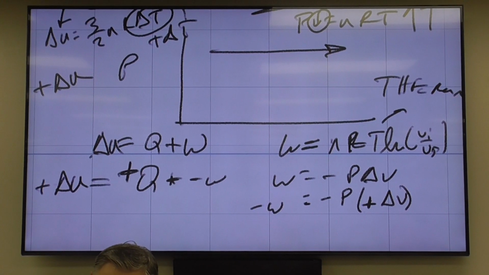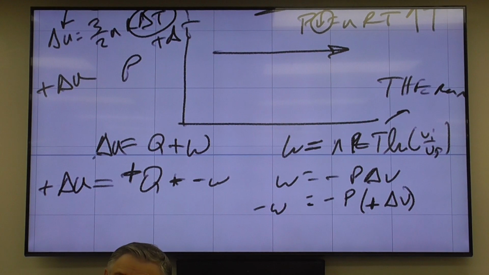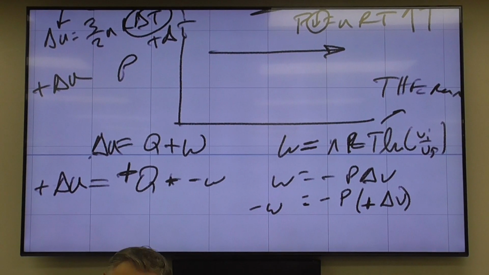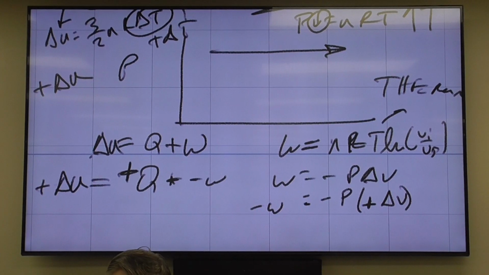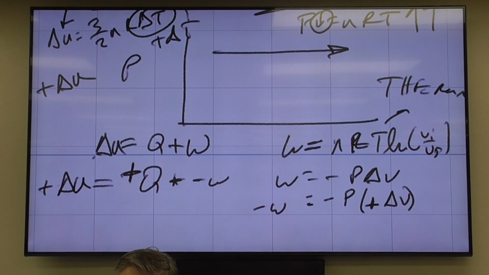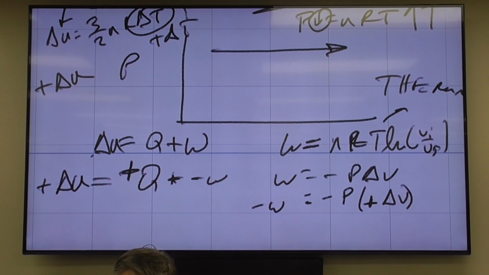So you have to put in a large amount of energy, but only some of it goes to do work. What doesn't go to do work increases the temperature of the system. So when volume is expanding, work is negative.